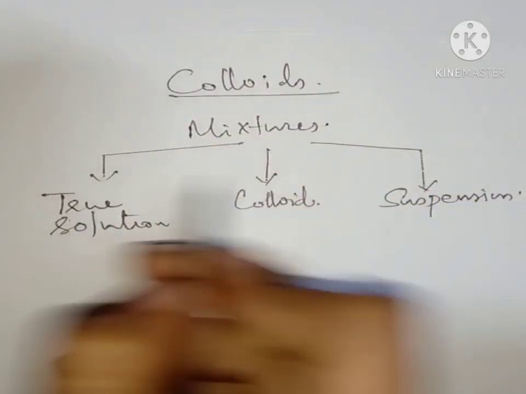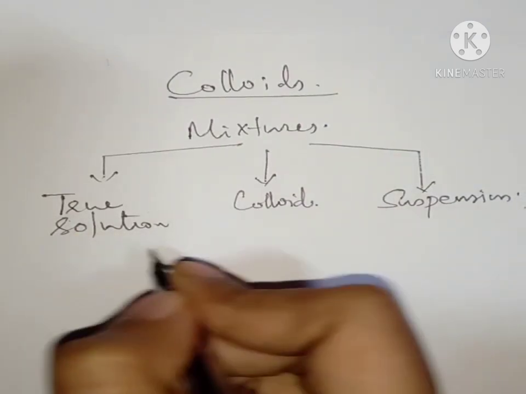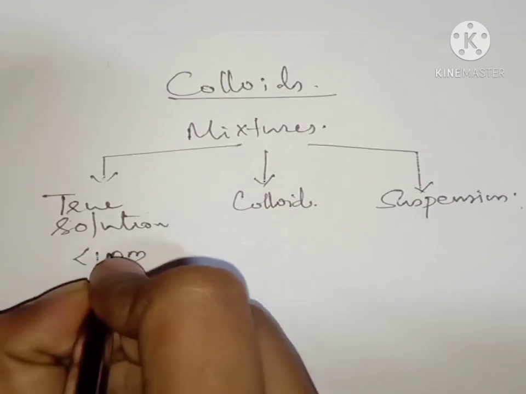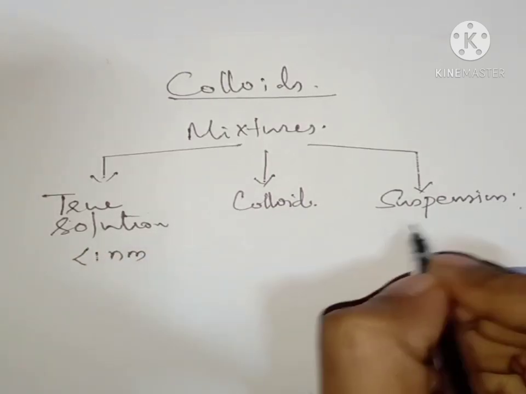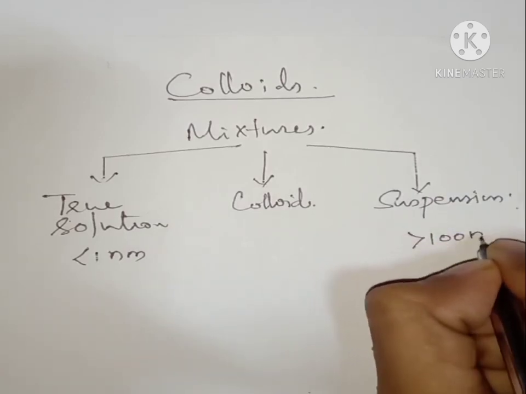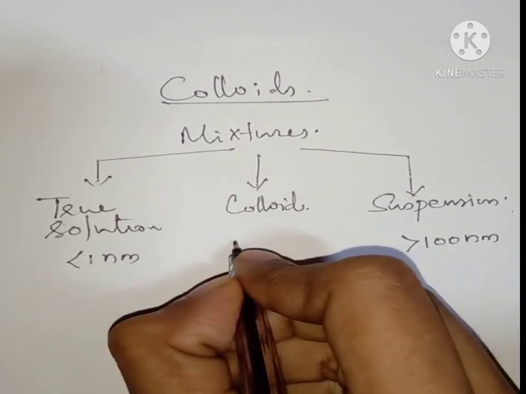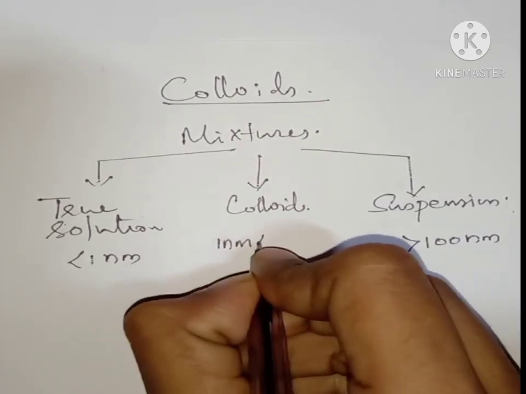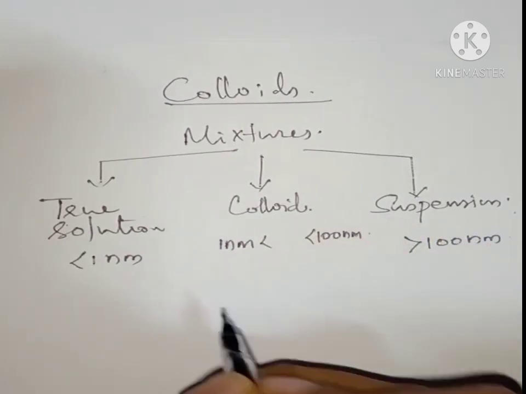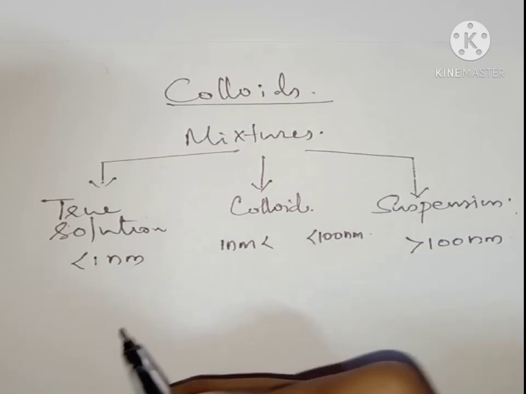So if you talk about the size of true solution, colloid and suspension, the size of particles in true solution is always less than 1 nanometer. While in the case of suspension, it is greater than 100 nanometer. The size of particles in the case of colloid is between 1 nanometer and 100 nanometer. It is greater than 1 nanometer and less than 100 nanometer.